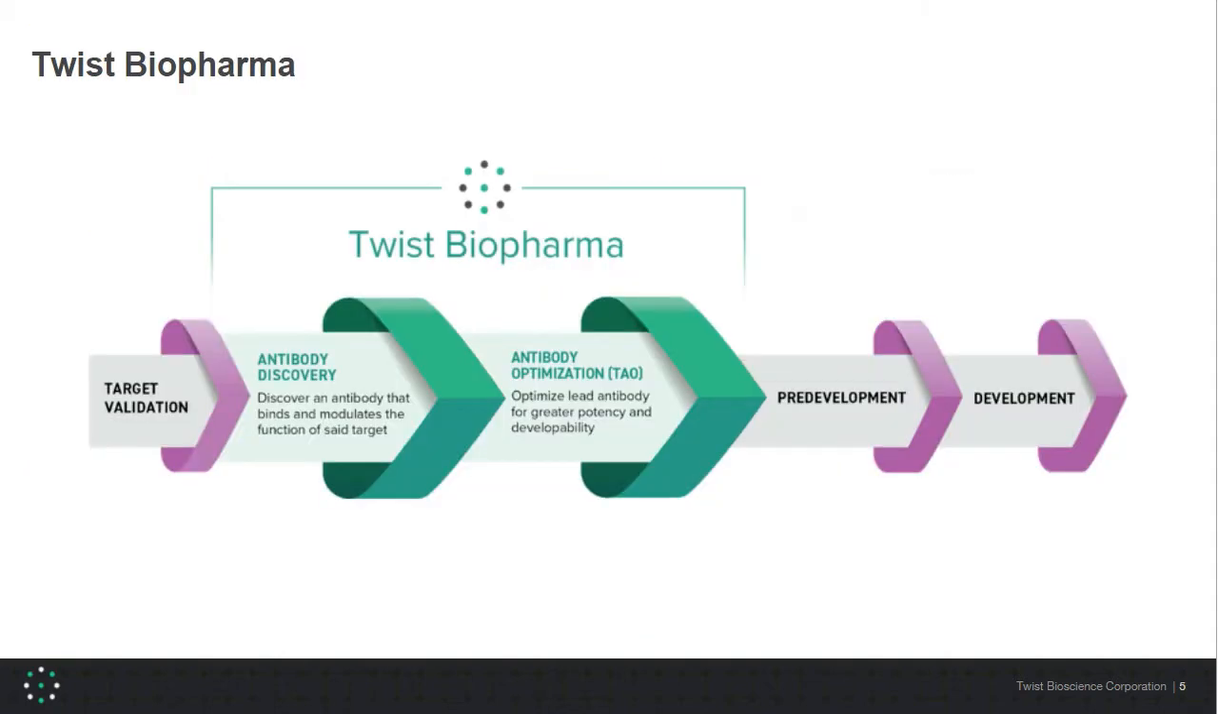So again, Twist Biopharma, we're a division of Twist Bioscience. We're focused on using our library platform as well as our ability to make clonal genes using the silicon array platform I talked about before to help others discover antibodies as well as to optimize antibodies. And as I said before, I'm going to really home in and focus almost exclusively on our antibody discovery product. If I have time, I will talk about our antibody optimization platform called Tau. But in the interest of time, I'm going to really focus in on our discovery platform.